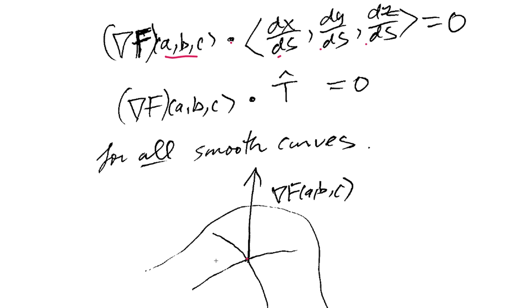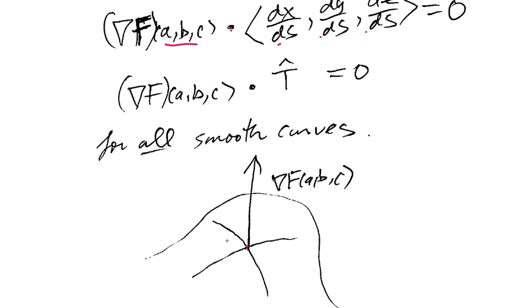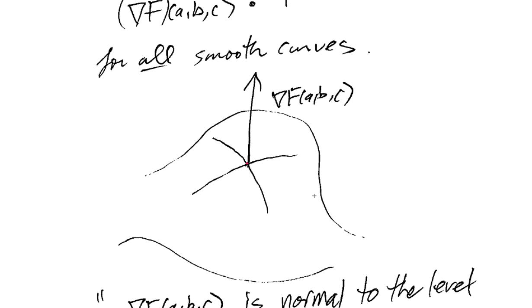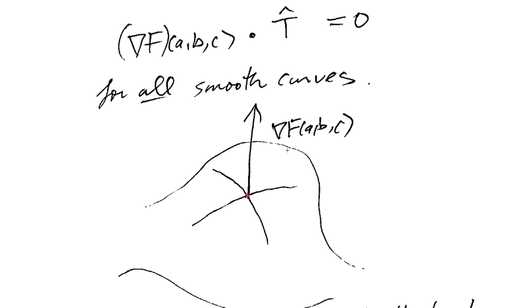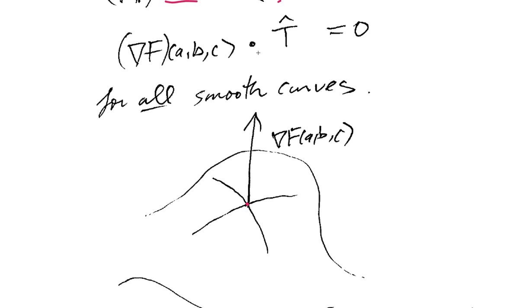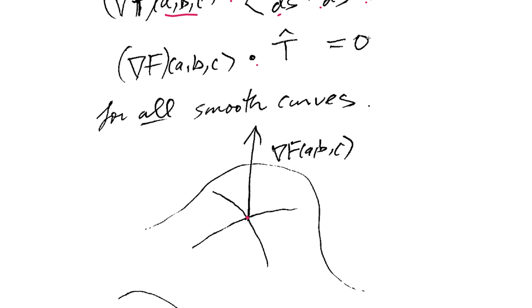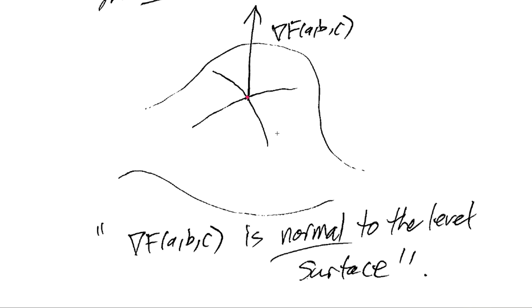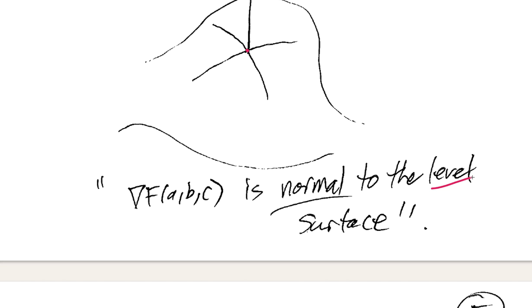I took an arbitrary smooth curve on the surface, so I drew a couple here. Here's my surface here, it doesn't look very good. But then I've got my point (a, b, c) here, the red dot. Any smooth curve going through there has the quality that the gradient dotted with a unit tangent vector to that curve, and there's infinitely many such curves, always ends up giving you 0. What would that mean then? That would mean the gradient of cap F at (a, b, c) has to be normal to the surface, normal to the level surface.